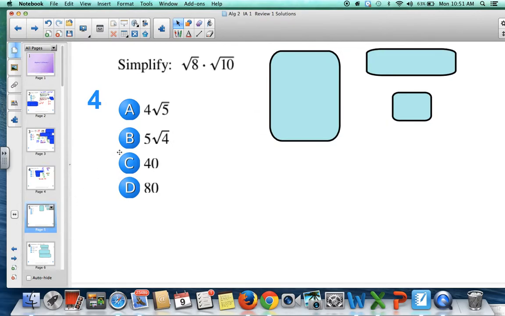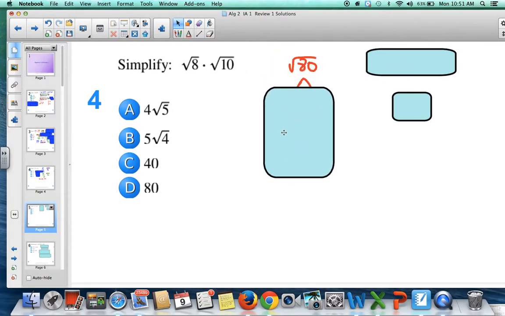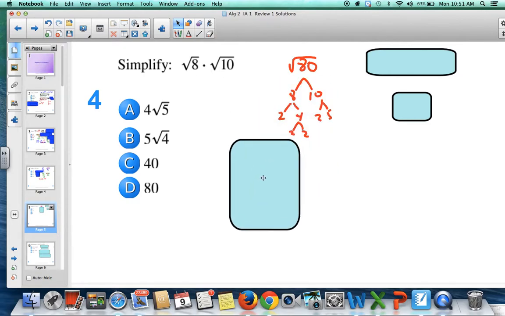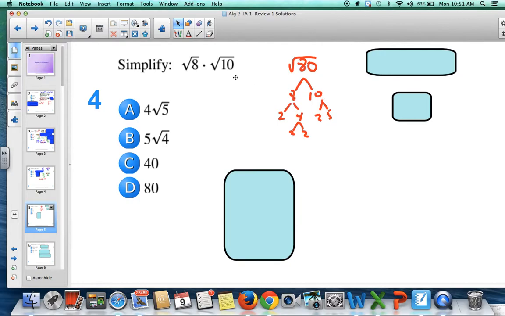This one, a couple of ways we could do it. We could break down 8 and break down 10. What a lot of people tend to do is just make this square root of 80, because 8 times 10 is 80. And that can break down to 8 times 10, of course, because that's where we got it.